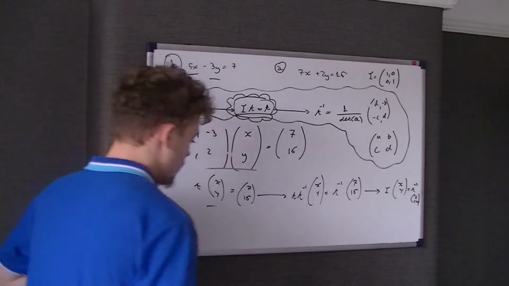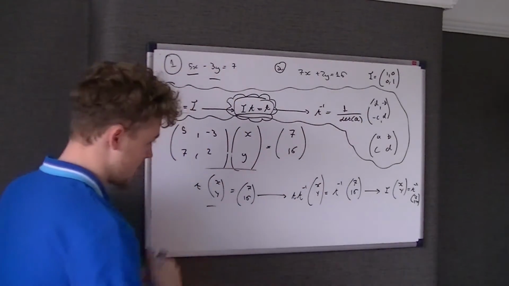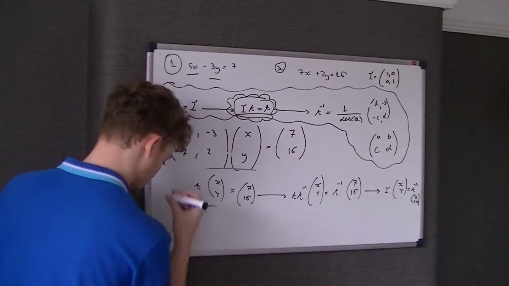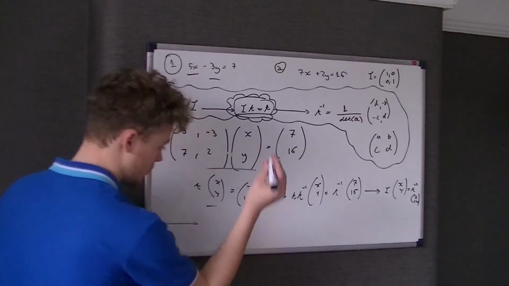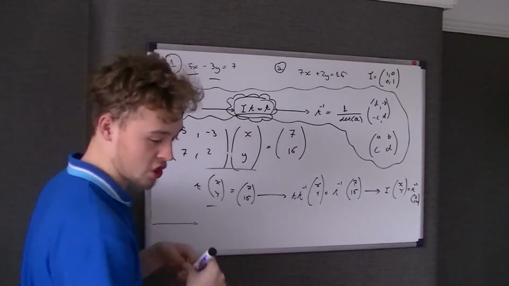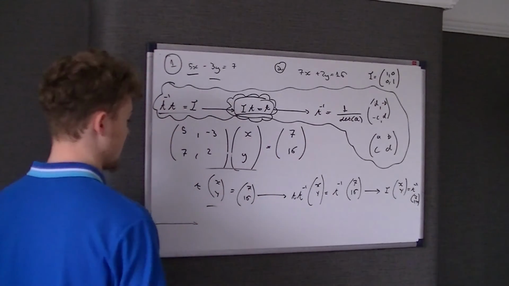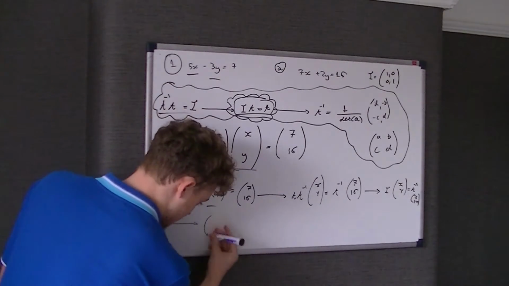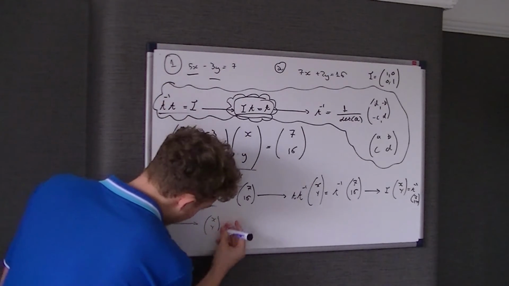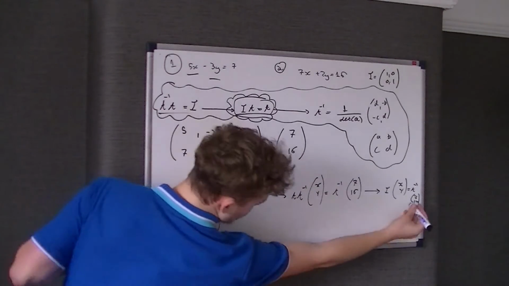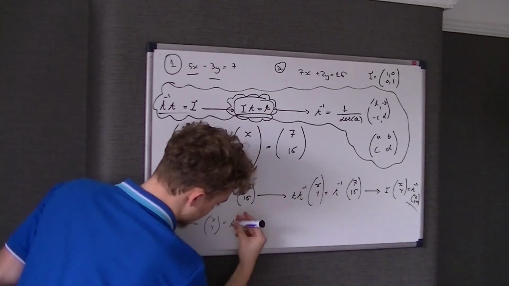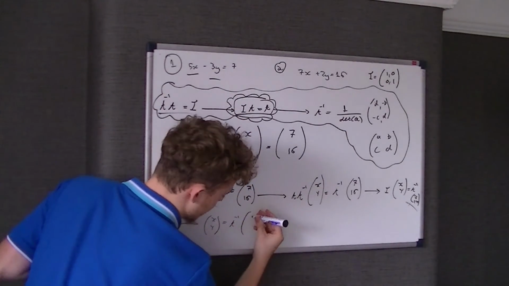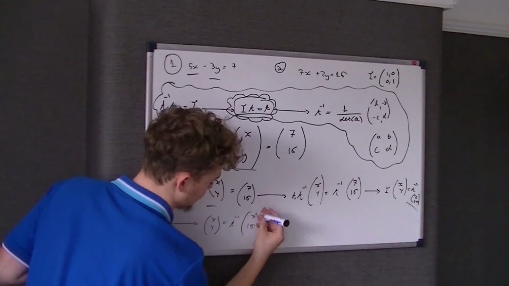Okay, so we were talking about how the identity matrix times a matrix is just equal to the original matrix. As I said, xy is essentially a matrix, but we've just not called it a matrix because we don't know what the values are. So that's just equal to xy. The matrix xy is equal to, well, this other part hasn't changed. It's equal to the inverse matrix of A times 7, 16.